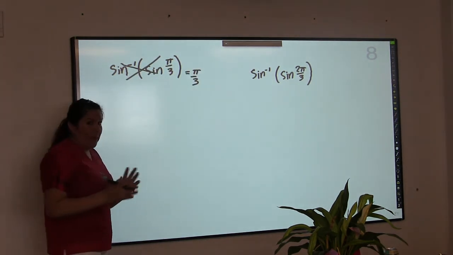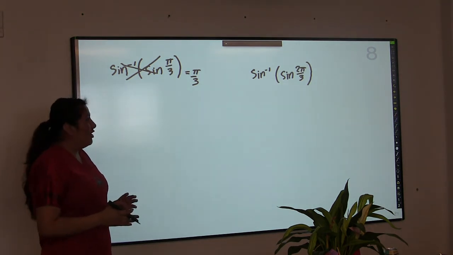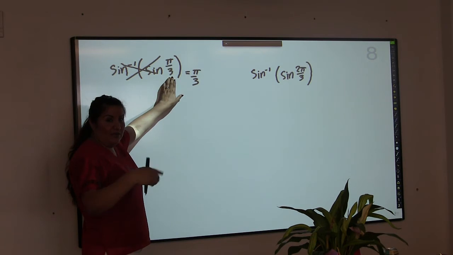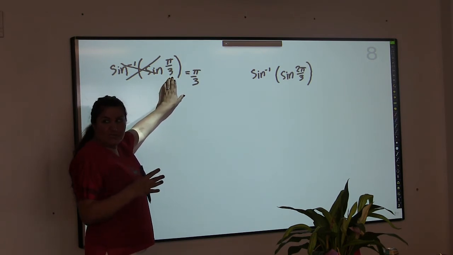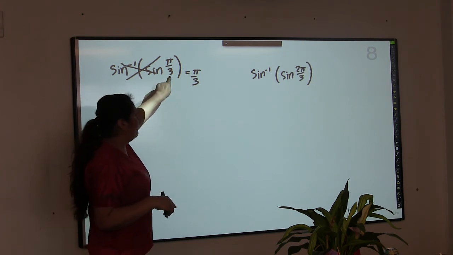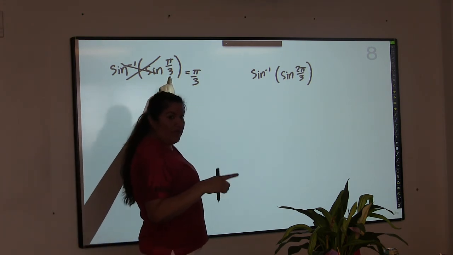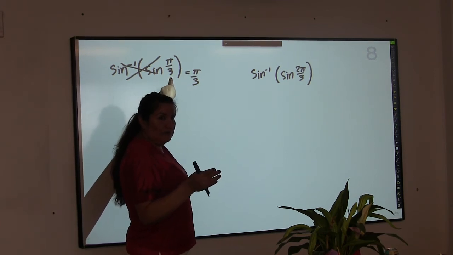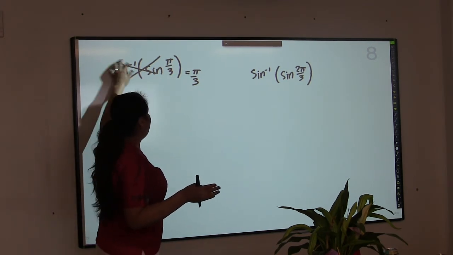However, because of the domain issues, you have to make sure that the value of x is within the range. Does that make sense? Yeah. And the output as well, okay? So in this case, pi over 3 is within -pi over 2 to pi over 2, right? Yes. So in this case, it's fine to cancel them.